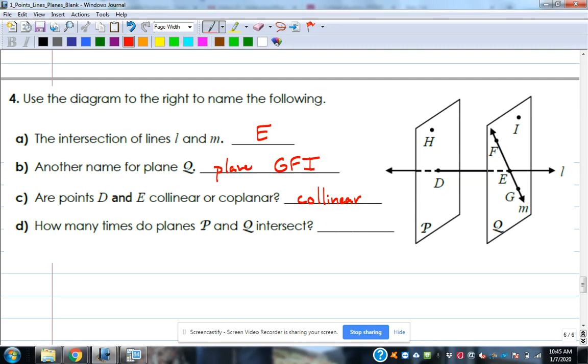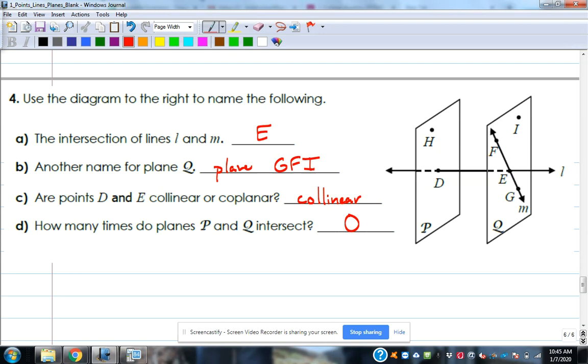Plane P and Q. They don't, because the planes are going to extend in all directions this way and upward. Plane P extends this way and this one extends this way. Look at the diagram there. They look parallel, don't they? Like parallel planes, kind of like this wall and that wall. They never intersect one another. There's a connection between them with that line, but the planes themselves never intersect. So that would be 0 times.